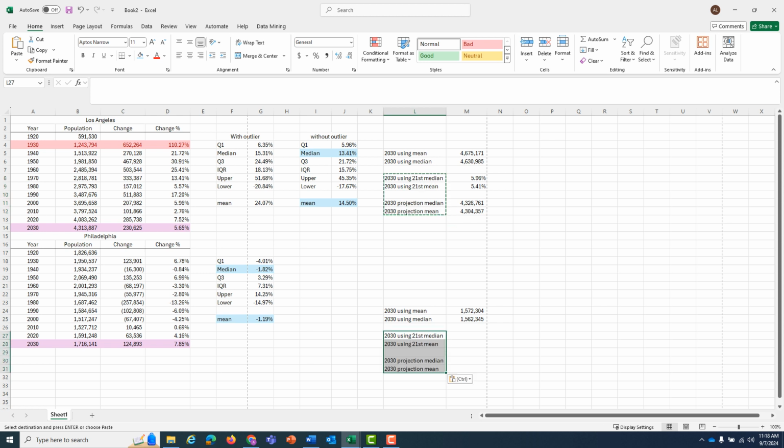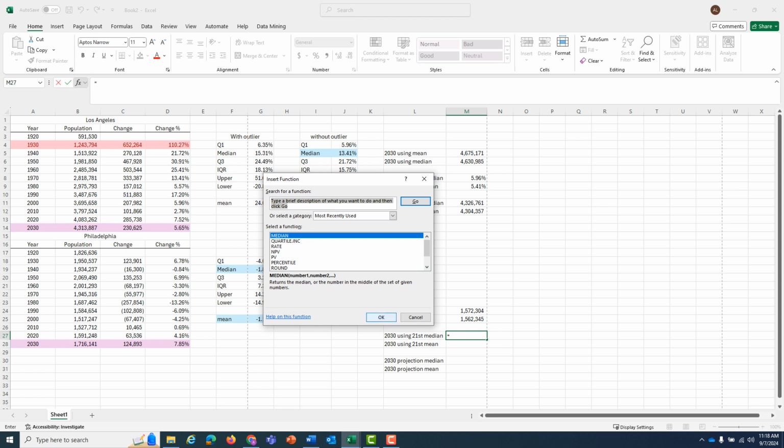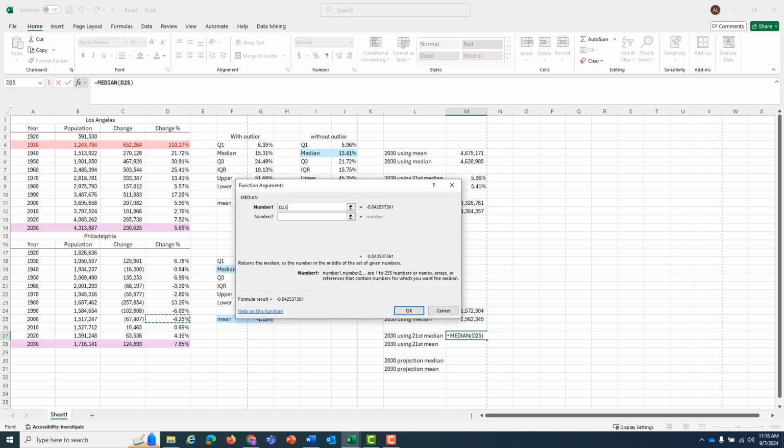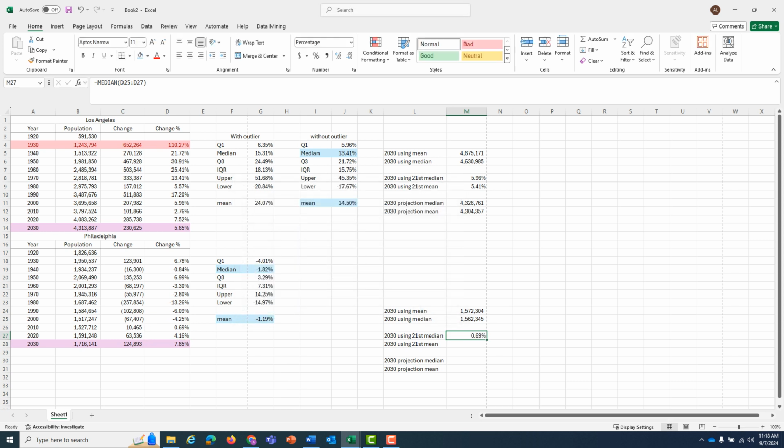Let's go through and do the same thing over here for Philadelphia. And I'll throw it in down here. So let's figure out what our median rate of change was for Philadelphia using just the numbers we have from the 21st century. So I'm going to highlight those three figures that we have that were in the 21st century using the median function. I'm going to hit OK. And I'm coming up with an increase of 0.69%.